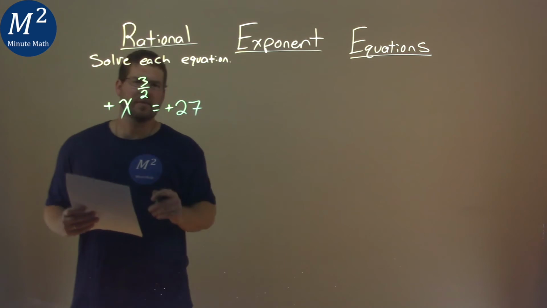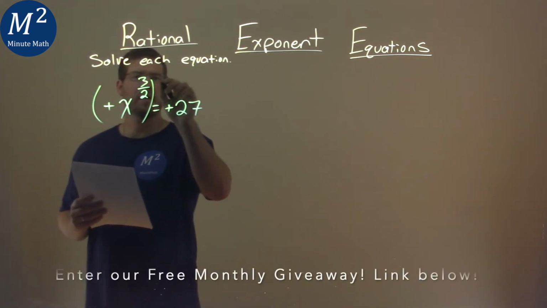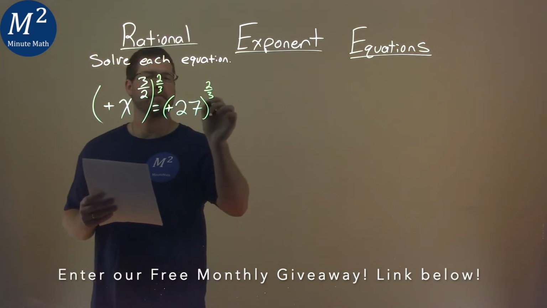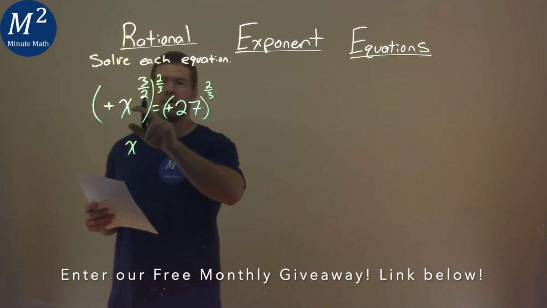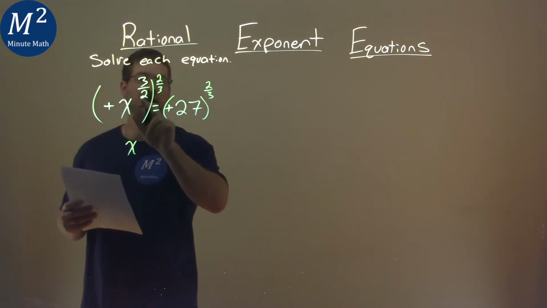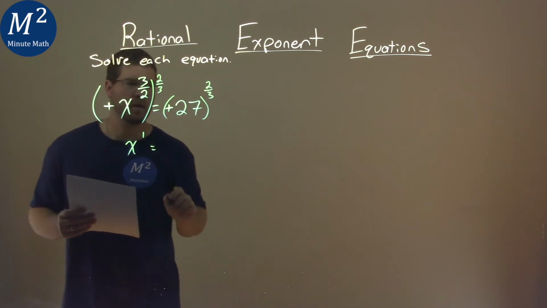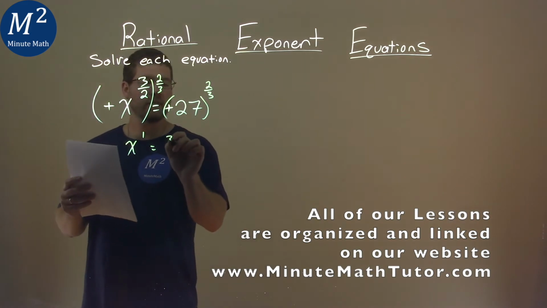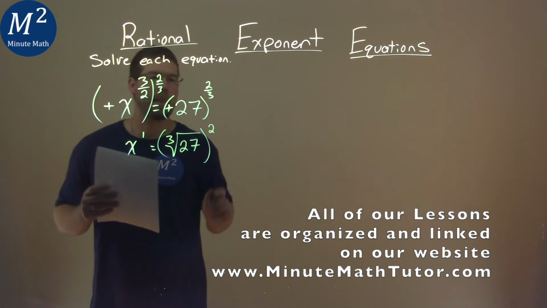Now I'm going to get rid of this 3/2 power. To do that, I'm going to raise both sides to the 2/3 power. What does that do? Well, x is now by itself, and 3/2 power raised to the 2/3 power, we multiply them, and 3/2 times 2/3 is 1. 27 to the 2/3 power is the same thing as the third root of 27, all squared.